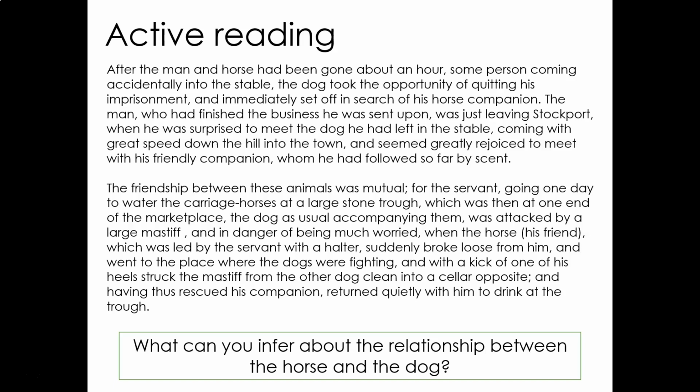So we've got 2 incidents here outlined, one in each paragraph, that show us the relationship between the horse and the dog. So in your own words, can you write a sentence that gives an inference here? What can you infer about them from these details? Pause the video and spend no more than a couple of minutes on that, please.